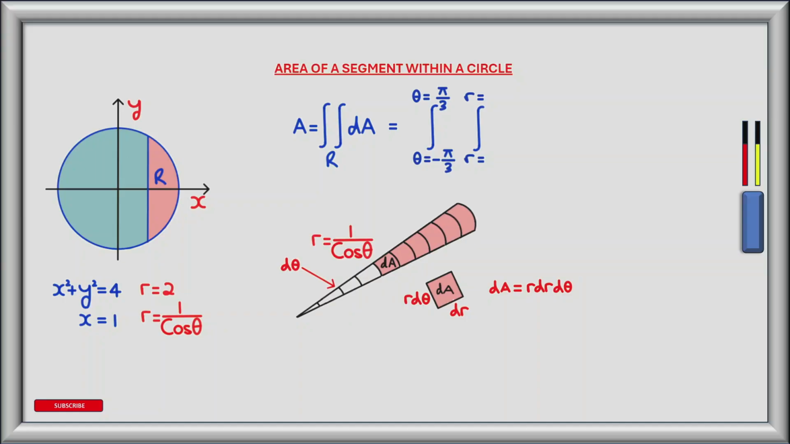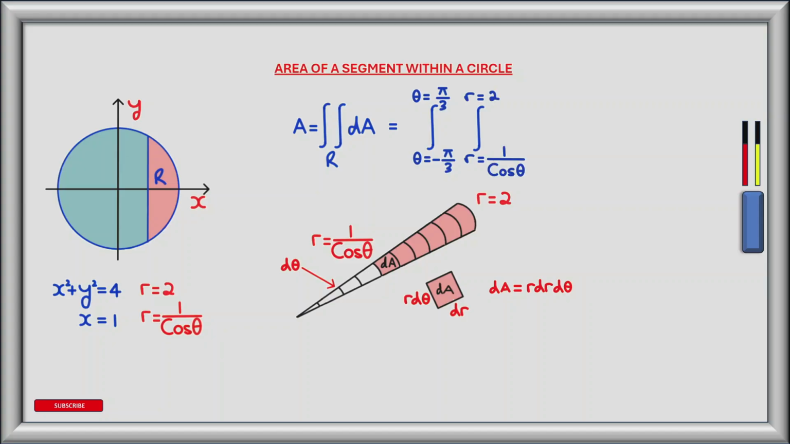When we sum or integrate along the radial distance r, we begin at the vertical line, so where r is equal to 1 divided by cos theta, and continue until we reach the perimeter of the circle, so where r is equal to 2. So now we can add the limits of integration of the inner integral, so that's when we sum or integrate along the radial distance r.